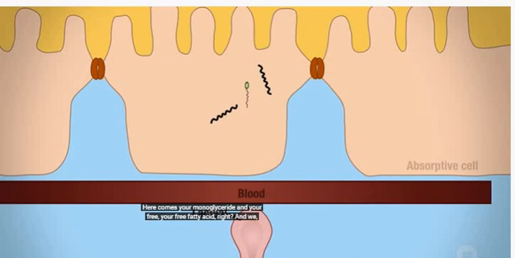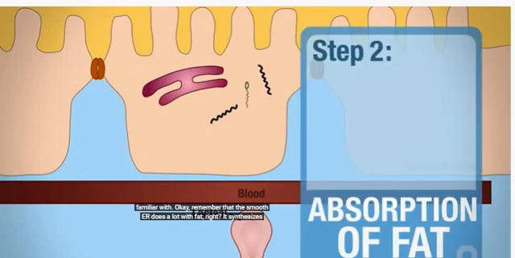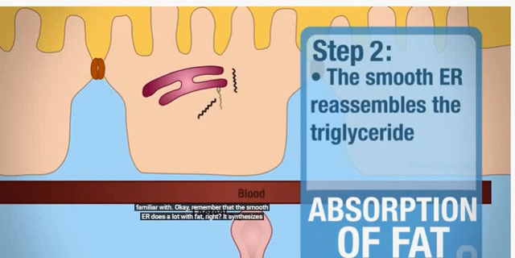They're going to enter into this organelle here called the smooth ER, which you're familiar with. Remember that the smooth ER does a lot with fat, right? It synthesizes triglycerides. That's its function. In step 2, the smooth ER is going to reassemble the triglyceride. We broke it down before, now we're going to reassemble it.